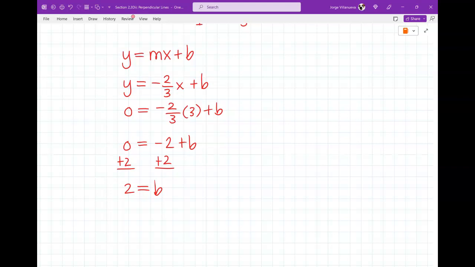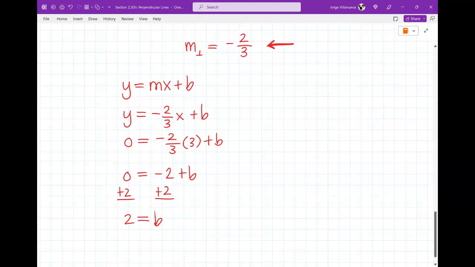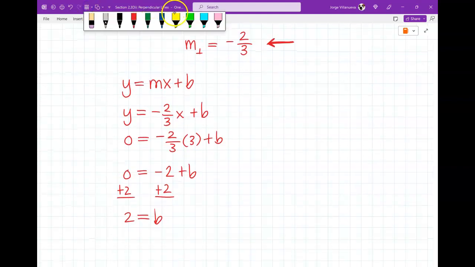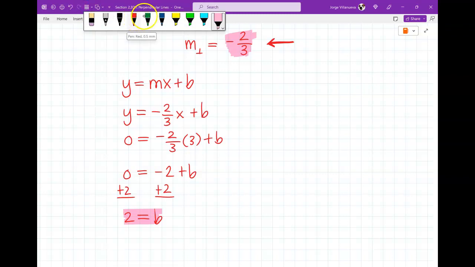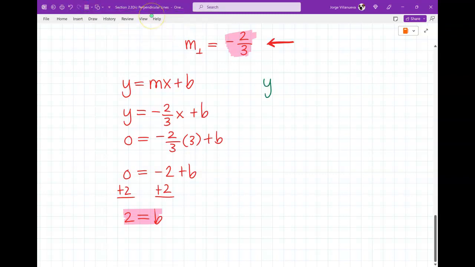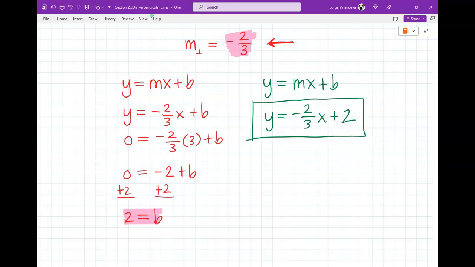Okay? Well, I already know m. I already know b. Let me highlight those just so you can see them right here. There's my m value. There's my b value. So let me just go ahead and write my answer. Y equals mx plus b will become y equal to negative 2/3 x plus 2. And that's my solution.